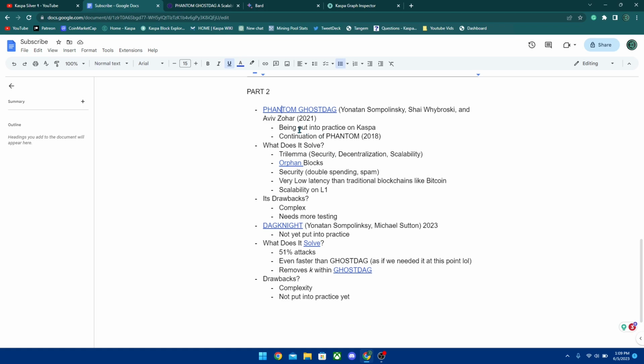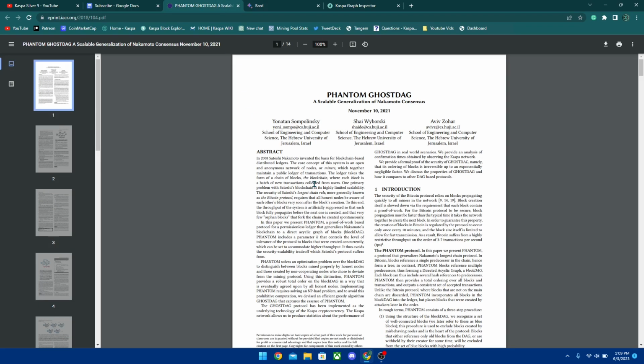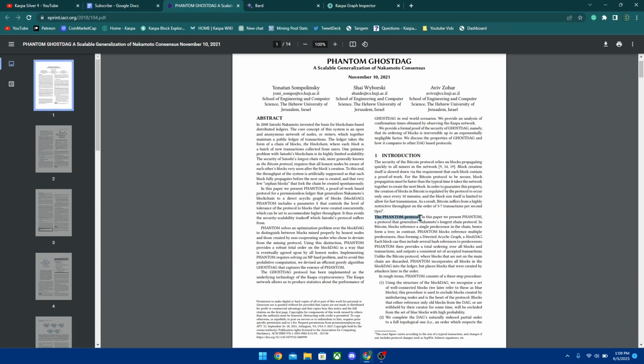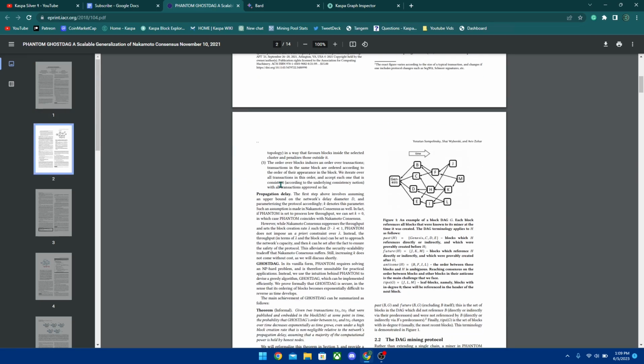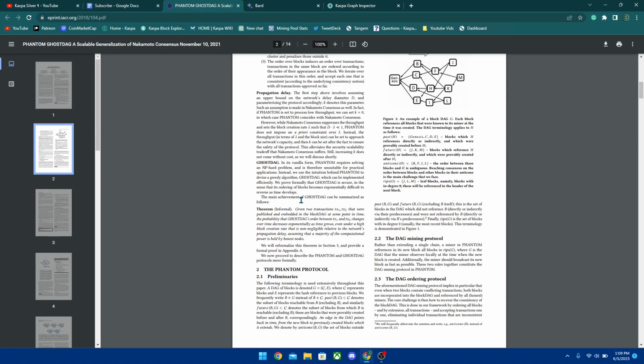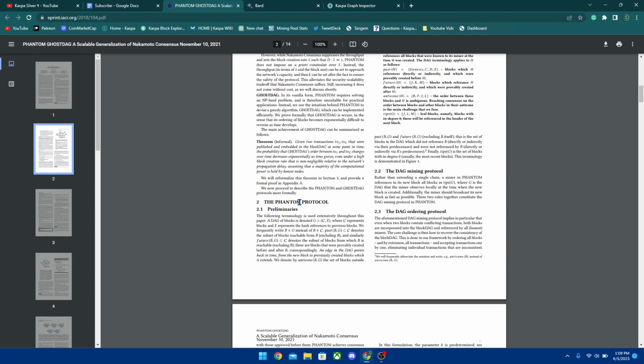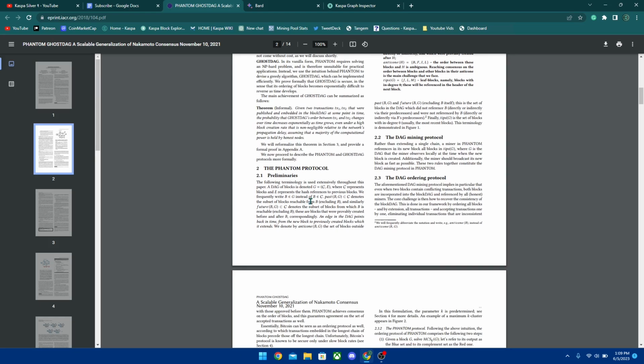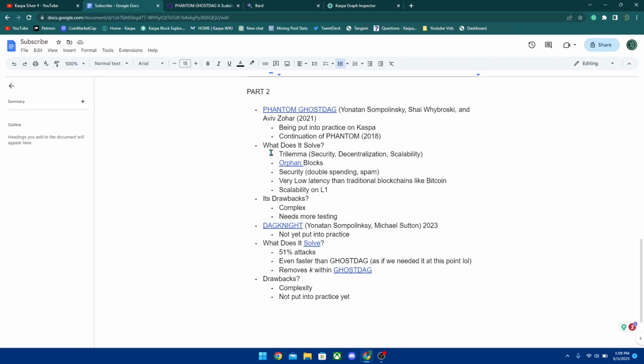Right now, Kaspa is using the Phantom Ghost DAG protocol. It was made by Jonathan, Shai, and Aviv in 2021. It was a continuation of the Phantom protocol that was made in 2018. When I look at the history of this, basically, this protocol goes back to the Phantom protocol, which was originally what this protocol was doing, but then it continued on and became the Phantom Ghost DAG protocol as it went ahead and solved different things, because the Phantom protocol was not able to be put into practice on a cryptocurrency. So what does it solve?